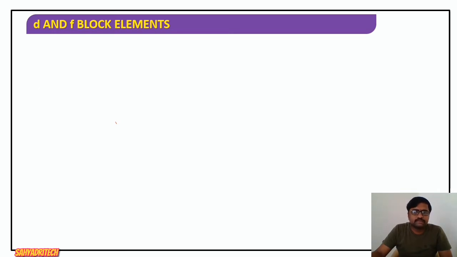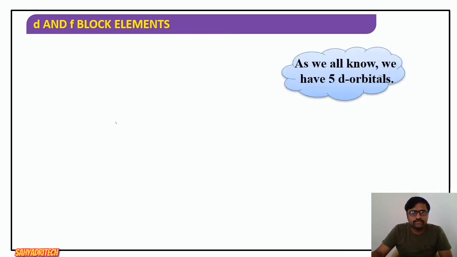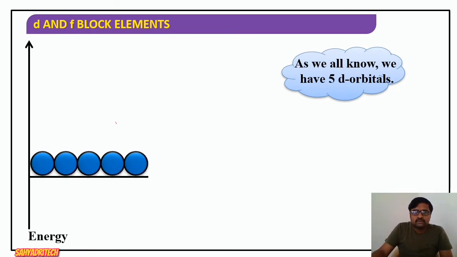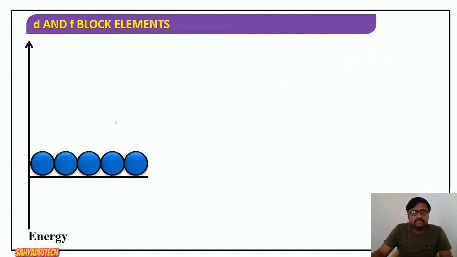According to the new concept, if you think of d orbitals, how many orbitals are present in a d subshell? There are 5 orbitals, right? Yes, if I consider d orbitals, those are dxy, dyz, dxz, dx square minus y square, and dz square. These are the 5 orbitals.